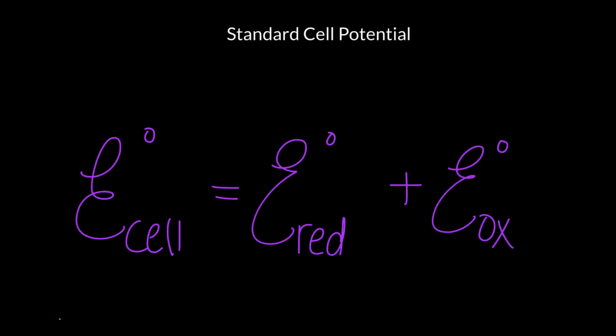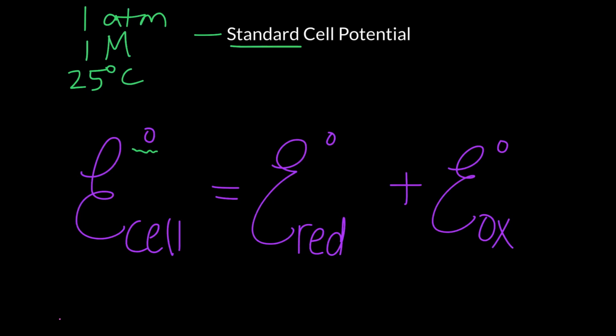This video is going to talk about the standard cell potential. When we're talking about standard, we simply mean standard conditions, and that's what this naught represents. That would be 1 atmosphere for all of your gases, 1 molar concentration for any solutions, and typically a temperature of 25 degrees Celsius.